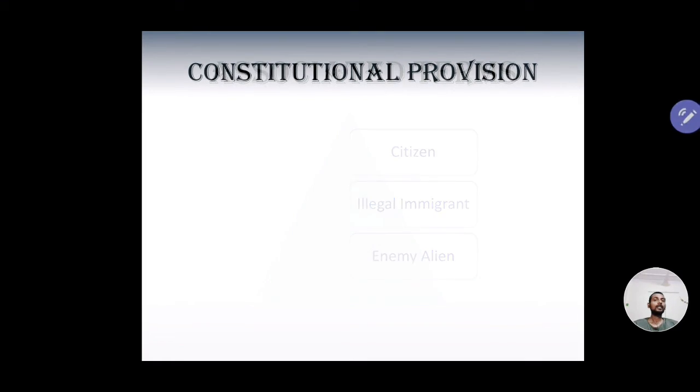Okay, now moving ahead to the constitutional provision. Citizenship is dealt with in part 2 of the Constitution, which is from Article 5 to Article 11. The first 4 articles, 5, 6, 7 and 8, talk about who will be the citizen of India. And the next 3 talk about some further conditions attached with it.